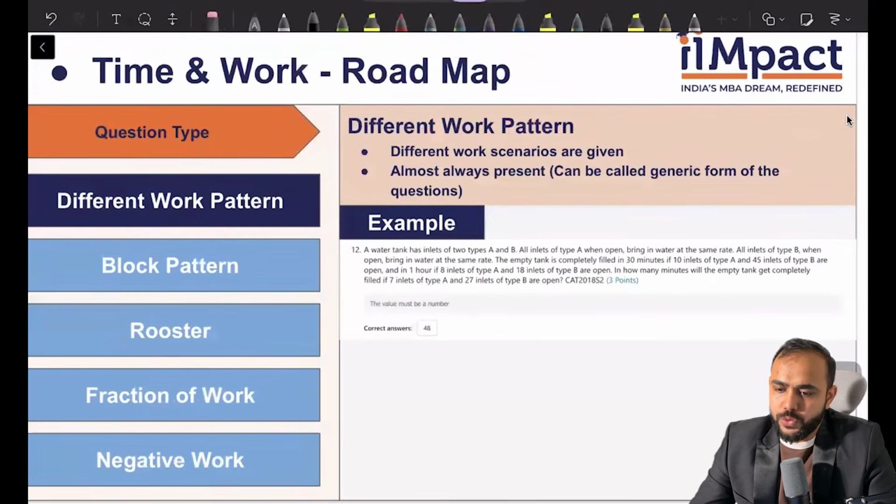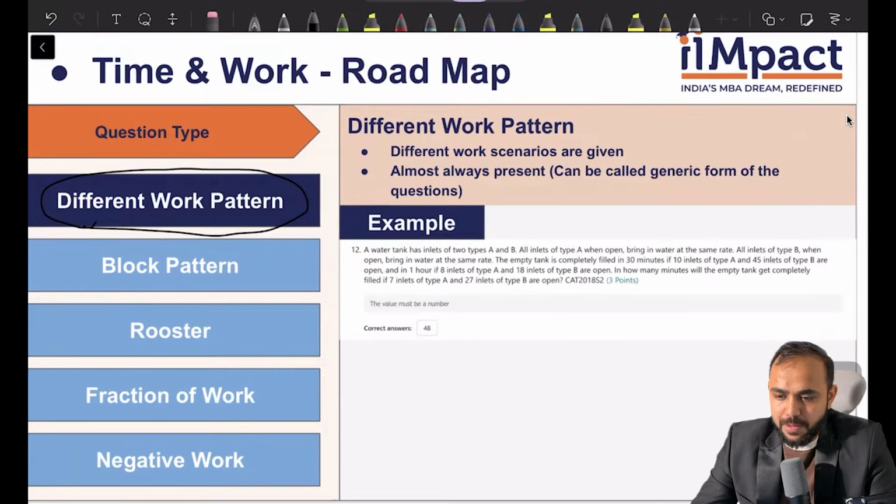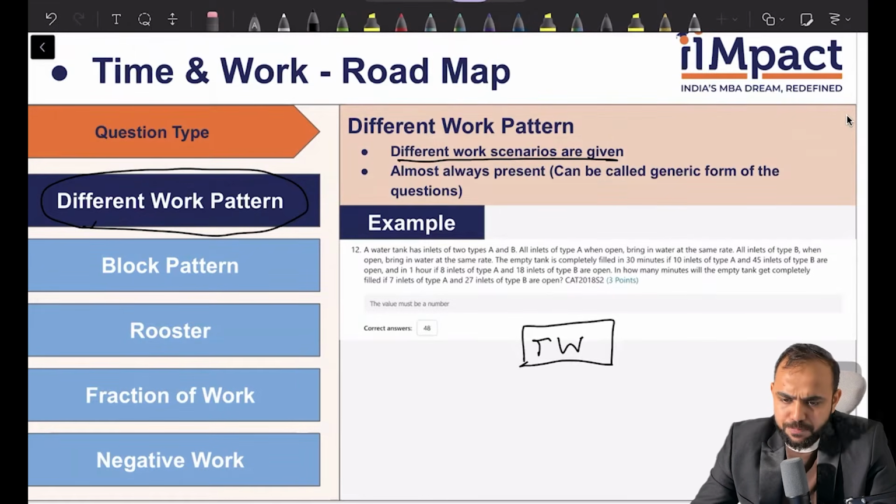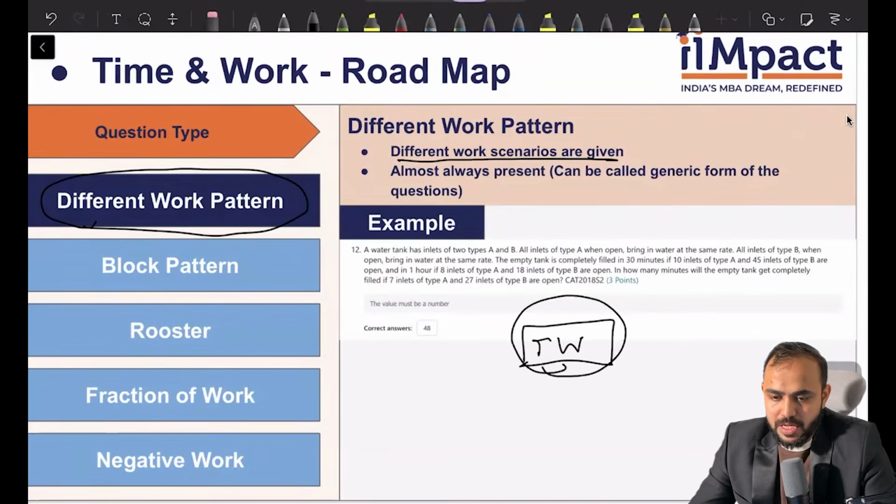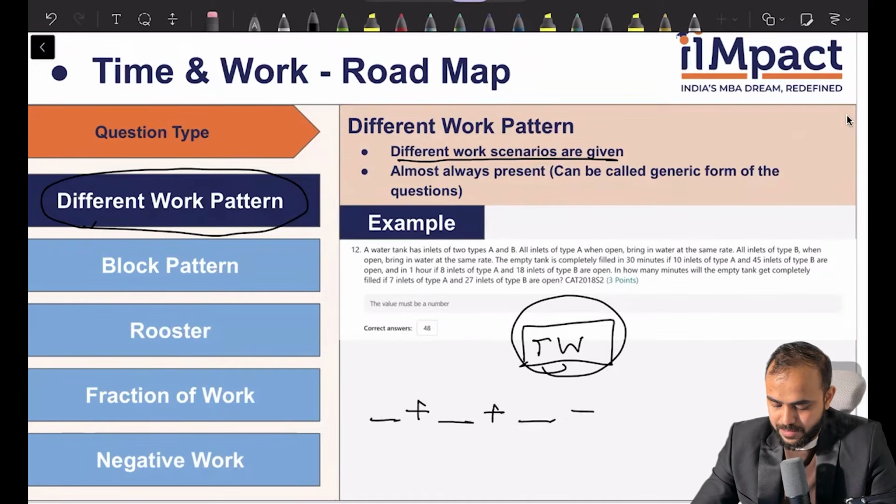Now on to the question types. Now this is probably almost always present. So you can say that this is the generic question type for time and work. This essentially means that there are different work scenarios given to you. Now, think of it this way: the total work is something that is going to be fixed. You don't know what it is, all right, or maybe you do, doesn't matter, but it is something which is fixed. Now, they have to give you information to put in this equation, let's say.